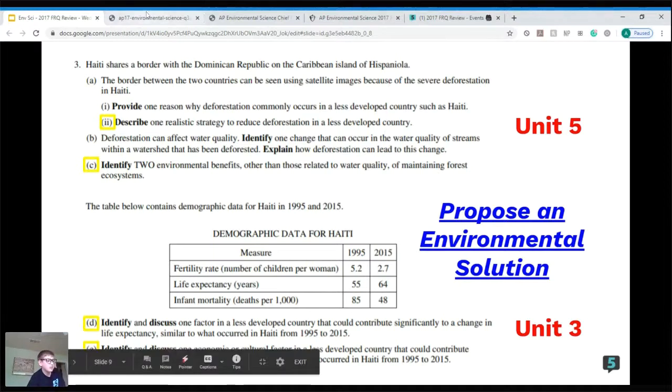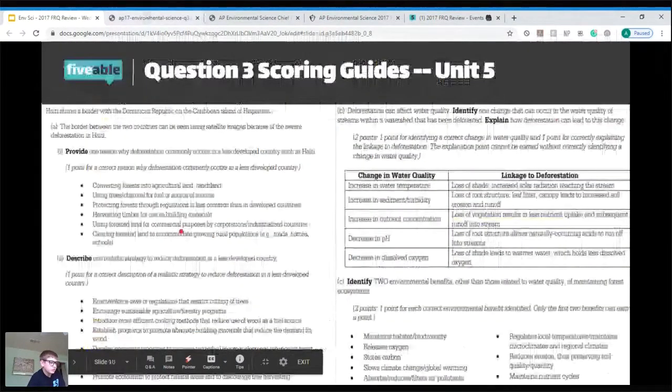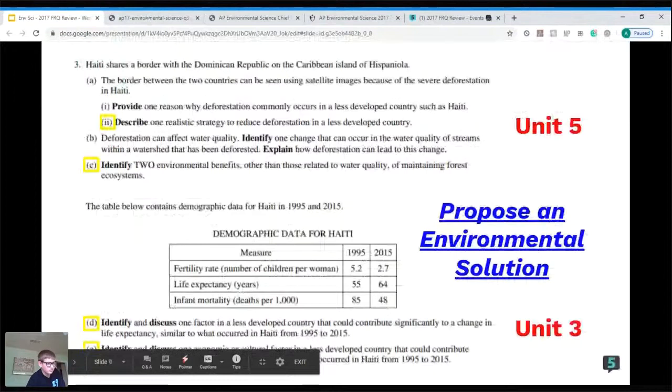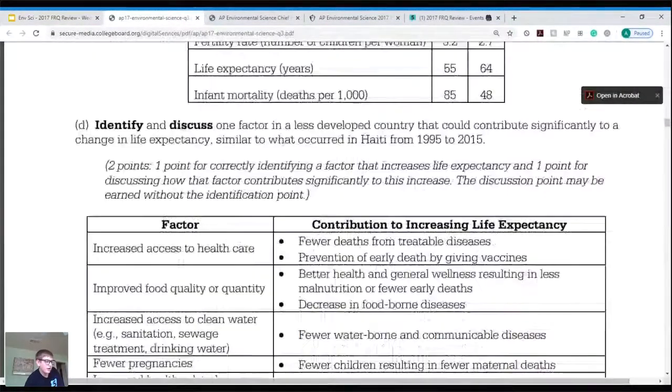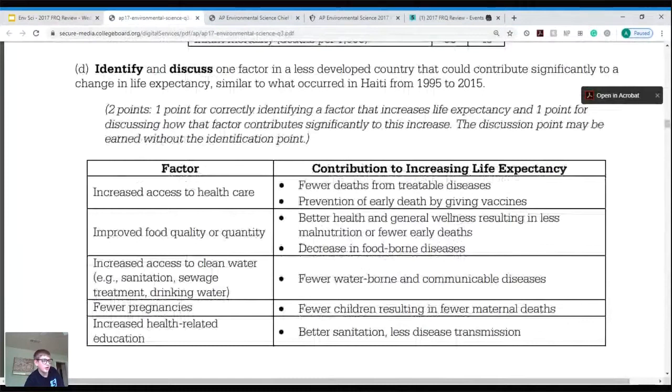So let's look at the rubric. Rubric. So we have increased access to healthcare. That's going to be like increased access to medicine, increased access to birth control. So that means fewer deaths from treatable diseases, prevention of early death by getting vaccines. Yeah, so we're increasing life expectancy.